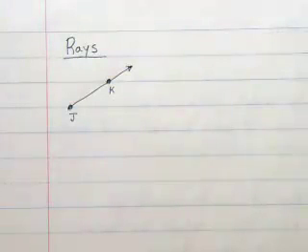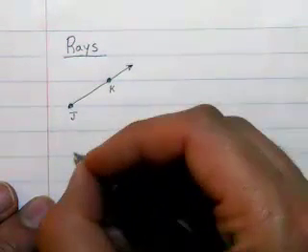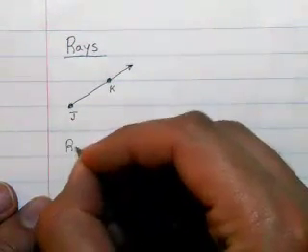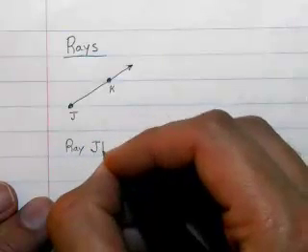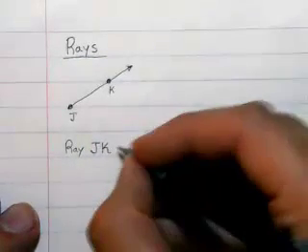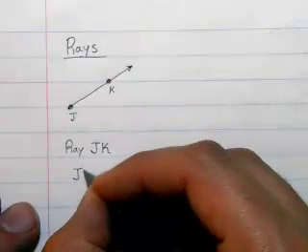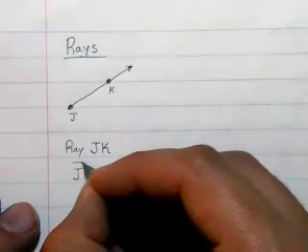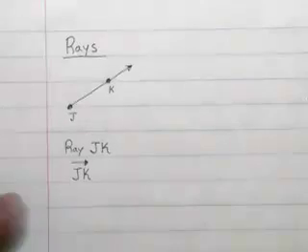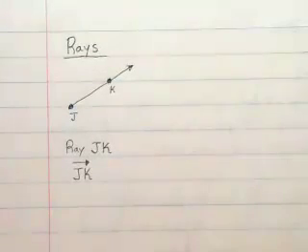So this would be ray JK. JK. So you could do it that way. Or the notation for this one would be JK with a picture of a little ray on top of it. So one arrowhead, and that's it.